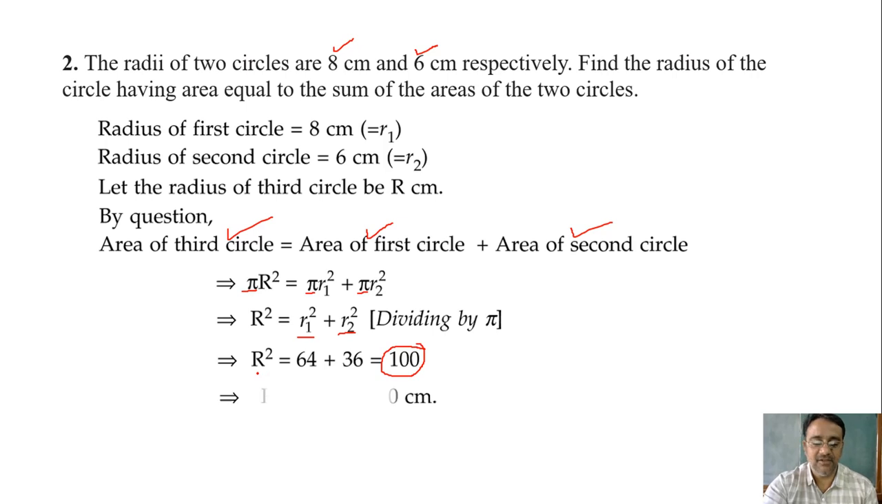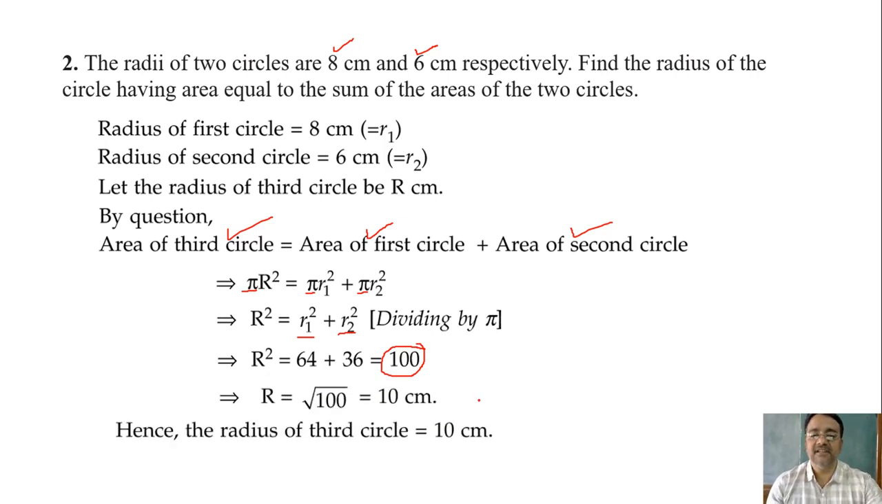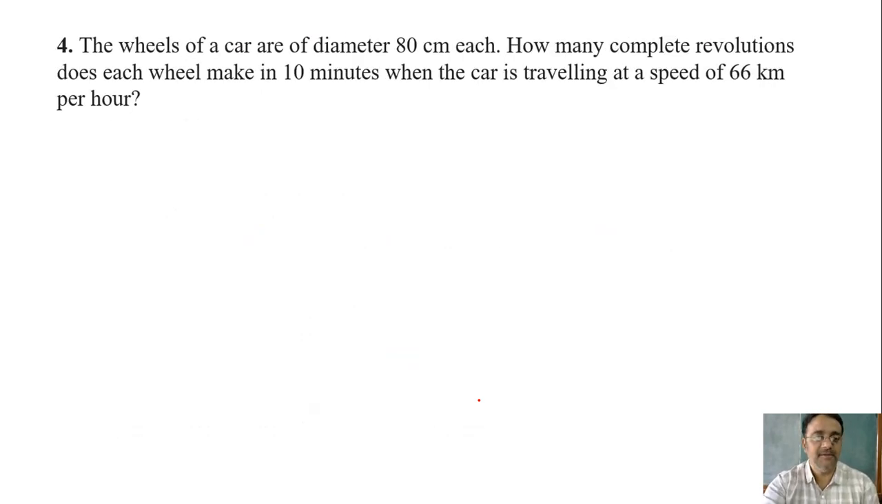Very good. So hence the radius of the third circle is 10 centimeter. Now we'll move on towards the fourth question, which is also a very important question. The wheels of a car are of diameter 80 centimeter each. How many complete revolutions does each wheel make in 10 minutes when the car is traveling at a speed of 66 kilometer per hour? So diameter is given, 80 centimeter.